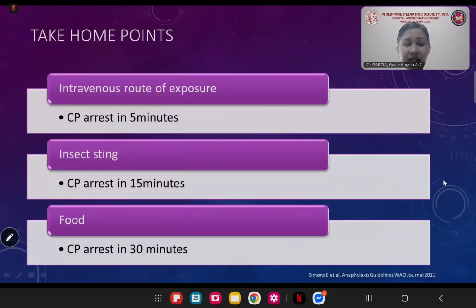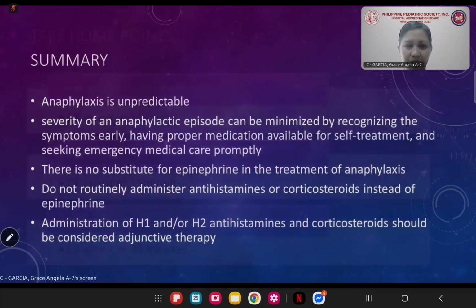So, take home points. With IV route of exposure, there can be cardiopulmonary arrest within 5 minutes. Insect sting, cardiopulmonary arrest within 15 minutes. And food, cardiopulmonary arrest can occur in 30 minutes. Okay. So anaphylaxis is unpredictable.